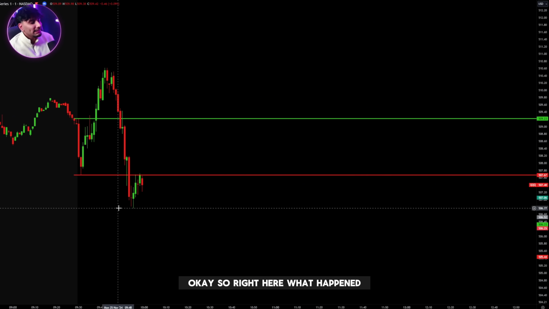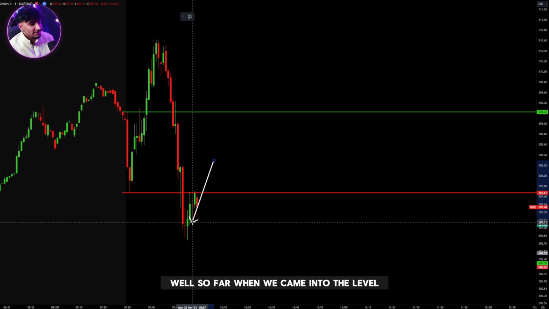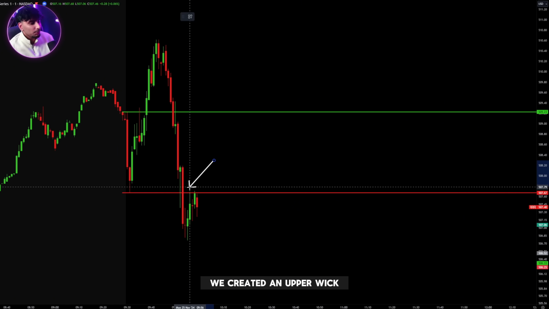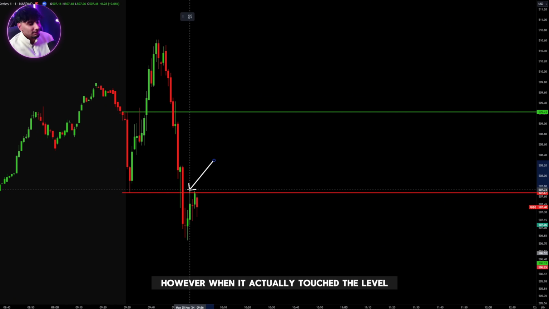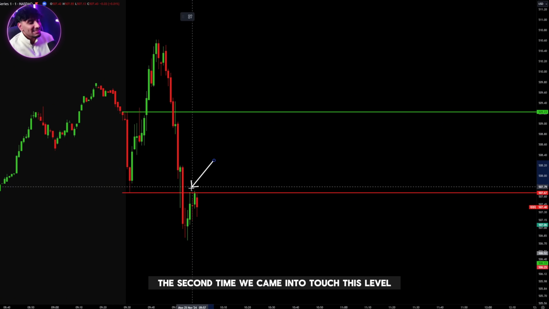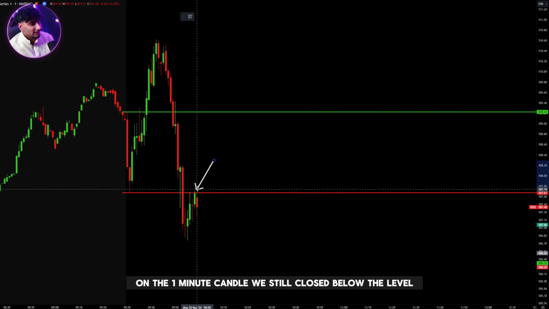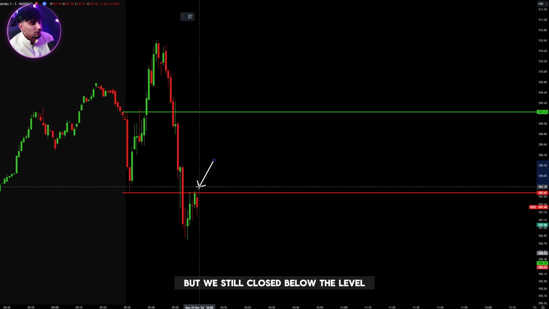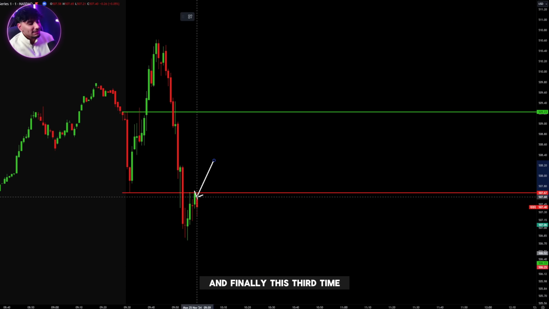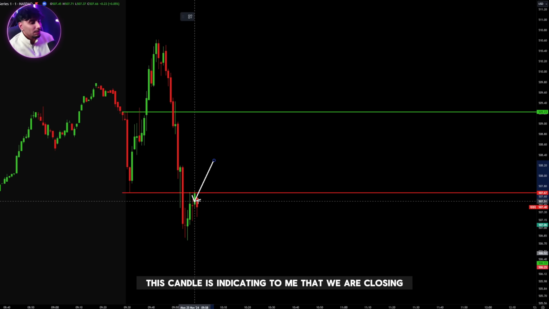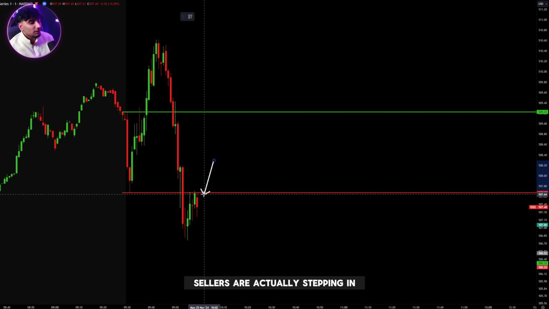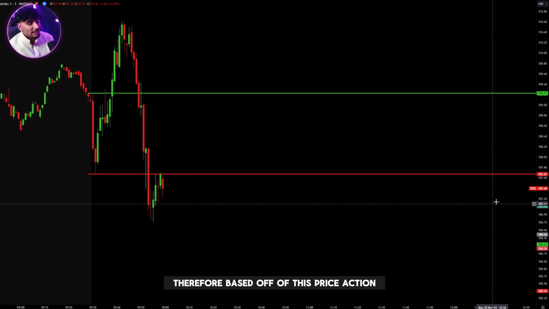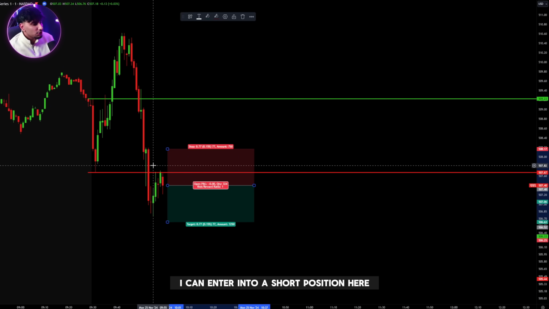Okay, so right here, what happened? Well, so far when we came into the level, the first time we came in to touch it, we created an upper wick, though this candle did close bullish. However, when it actually touched the level, sellers were more strong. Now, the second time we came in to touch this level on the 1-minute candle, we still closed below the level. Yes, it is a green candle, but we still closed below the level. And finally, this third time, this candle is indicating to me that we are closing below this bullish candle body from the open, and therefore sellers are actually stepping in. Therefore, based off of this price action, I can enter into a short position here.